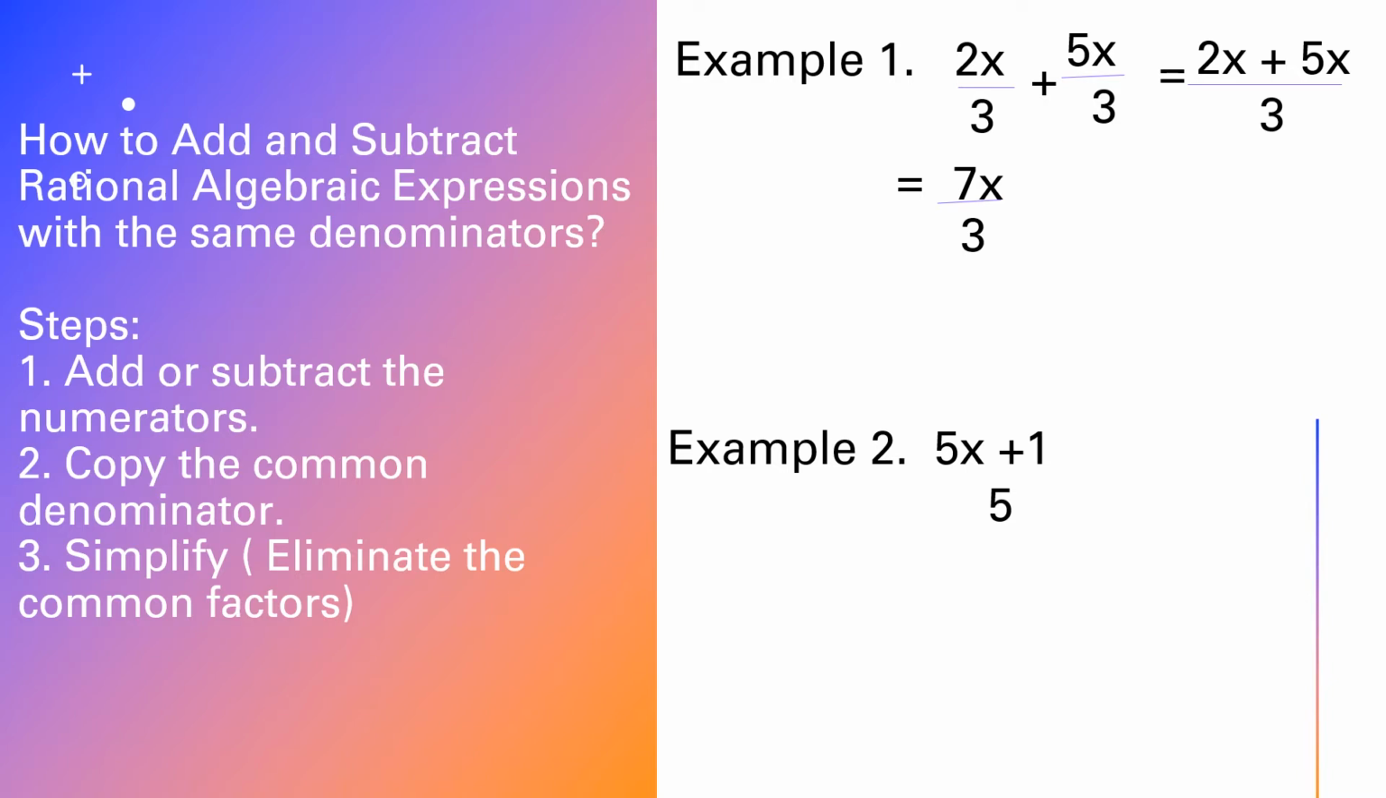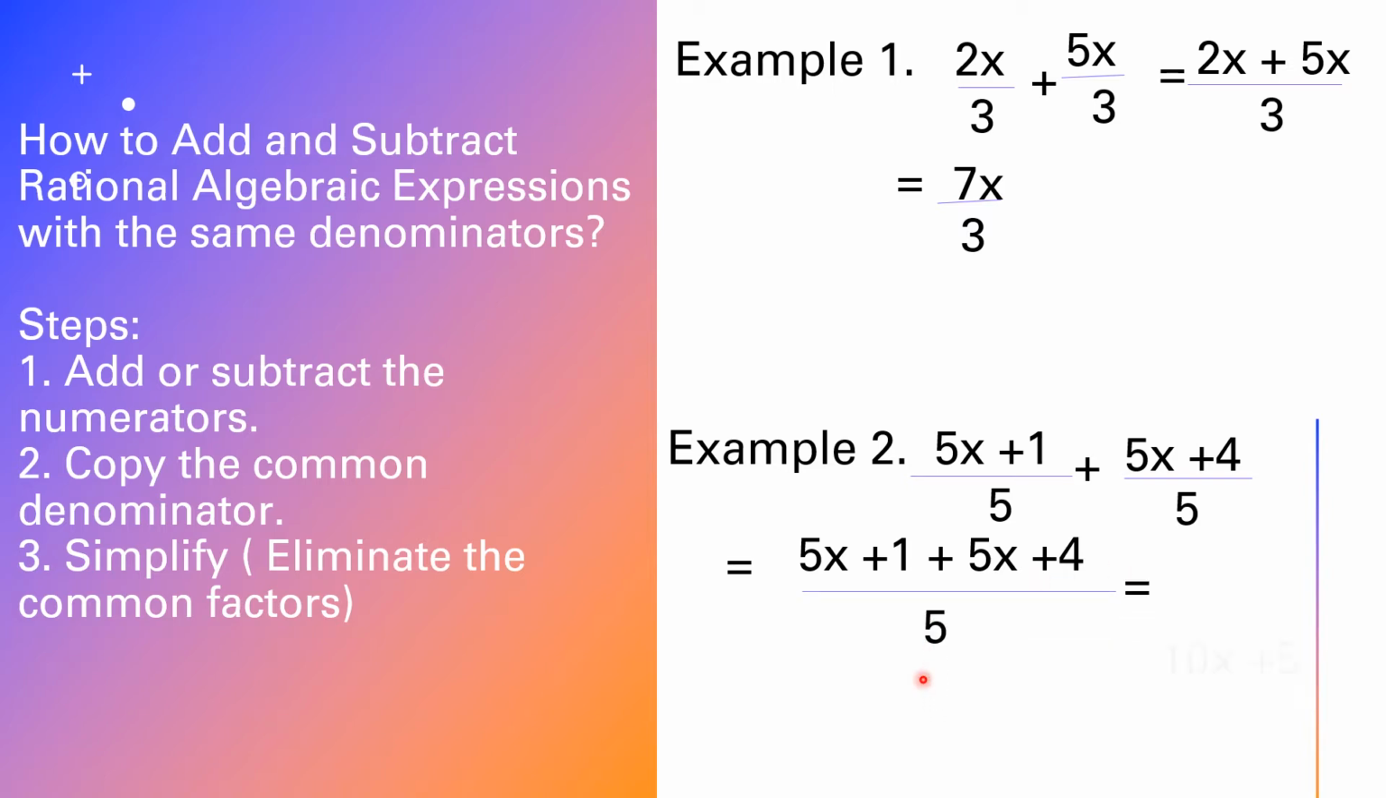Let's have another one. 5x plus 1 divided by 5 plus 5x plus 4 divided by 5. So again, combine the numerators. So we have 5x plus 1 and 5x plus 4. Now, look for similar terms here. 5x plus 5x, we can combine them, then 1 plus 4 here. Just copy the denominator. Okay, so we have now 10x plus 5 over 5.